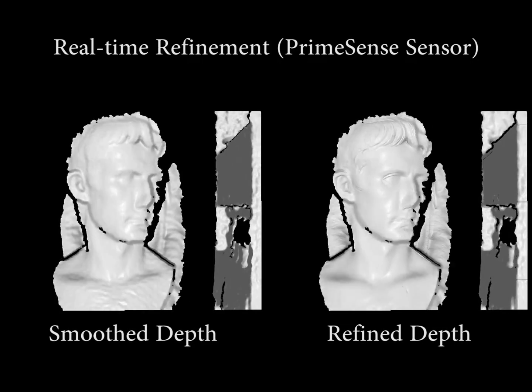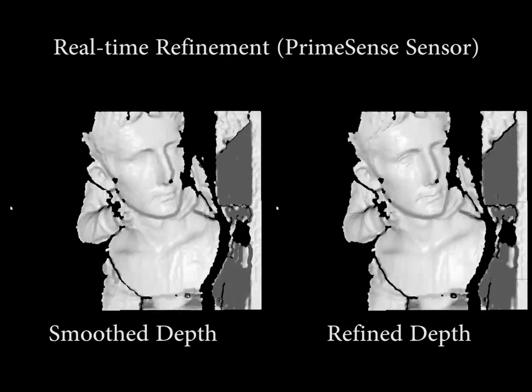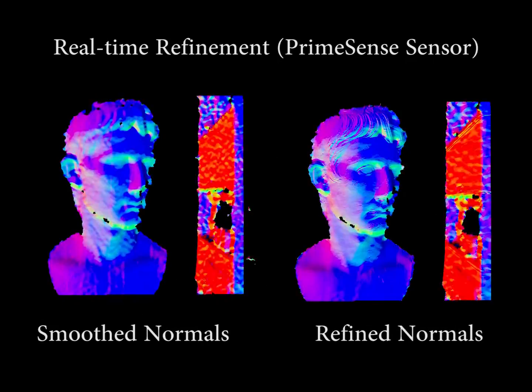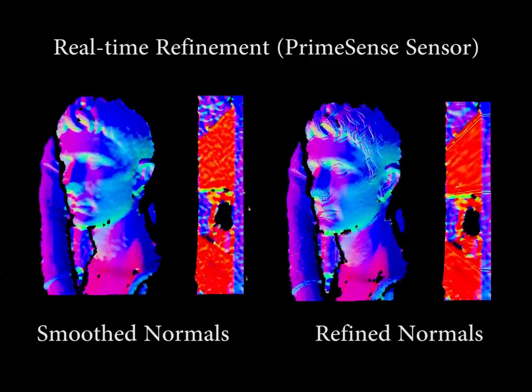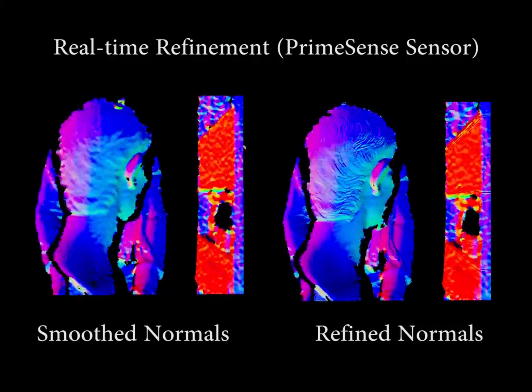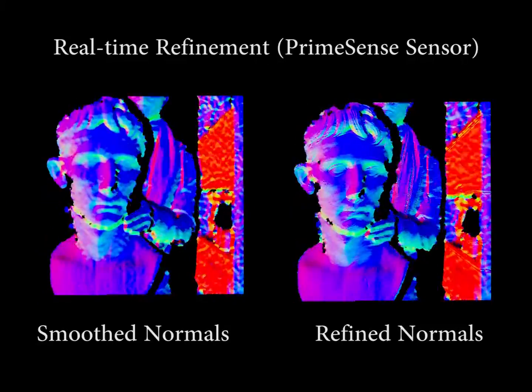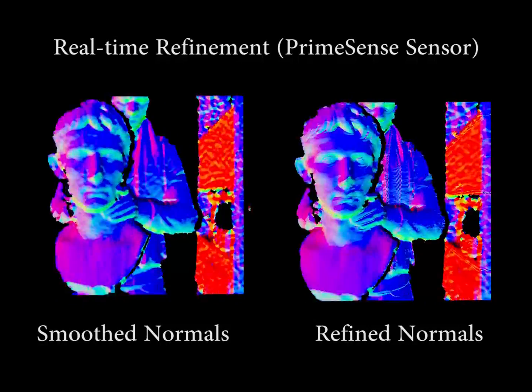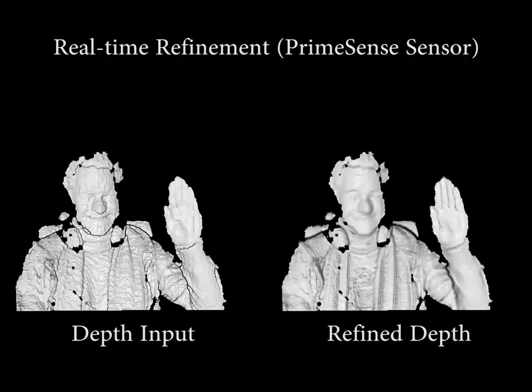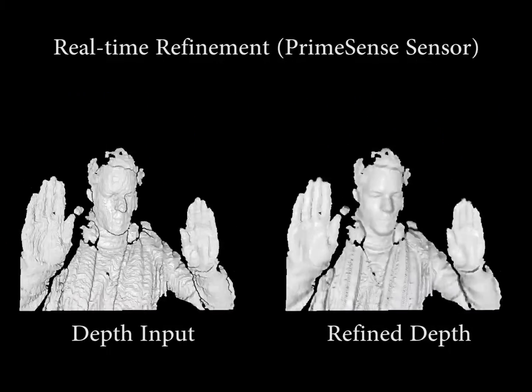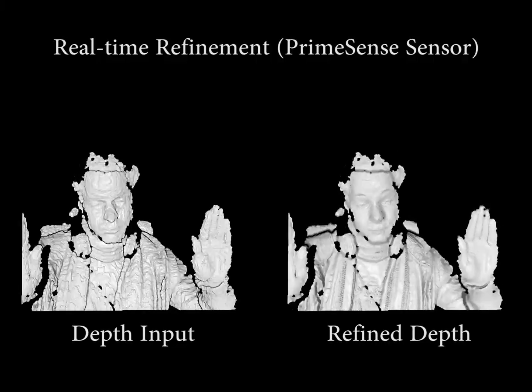Compared to the smooth depth, our method captures much richer detail. Note the detail on the eye of the Augustus. This is reaffirmed when rendering the normal map of the depth. Our per-frame depth map refinement can be readily applied to dynamic scenes, as shown in this video.